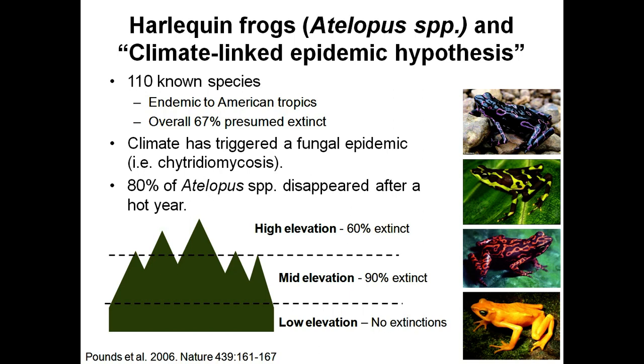And the warming climate actually triggered an expansion of a fungal disease, chytridiomycosis, and they have observed that 80% of Atelopus species, the harlequin frogs, disappeared after a single hot year. And most of the extinctions were coming from mid elevations. About 90% of species went extinct, and mid elevations have the most appropriate temperature for the optimal growth of this particular fungus.